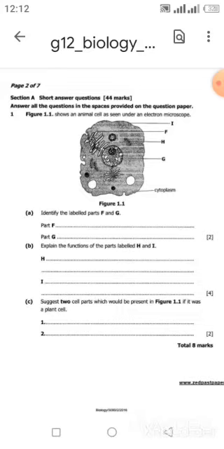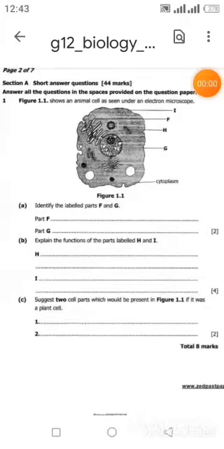Then we have part G. Part G, this is the nucleus, and the function of the nucleus is to control all the cell activities. Not forgetting the cytoplasm, which is labeled on our diagram. The cytoplasm is to support and suspend the organelles and cellular molecules. Now, since we know the parts and the functions, let's begin answering these questions.